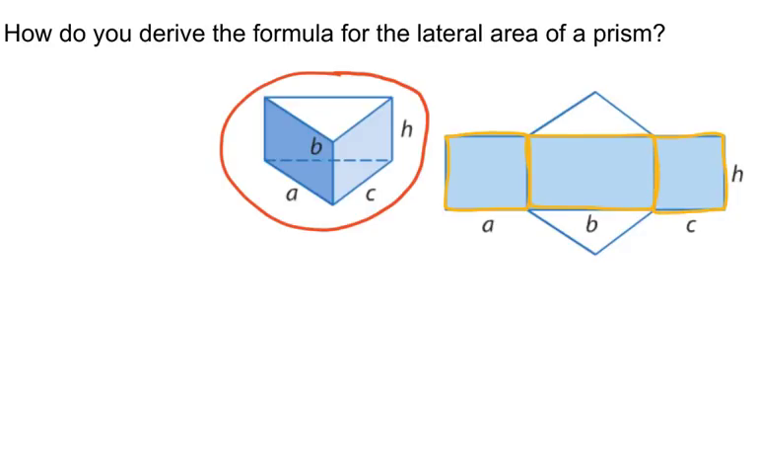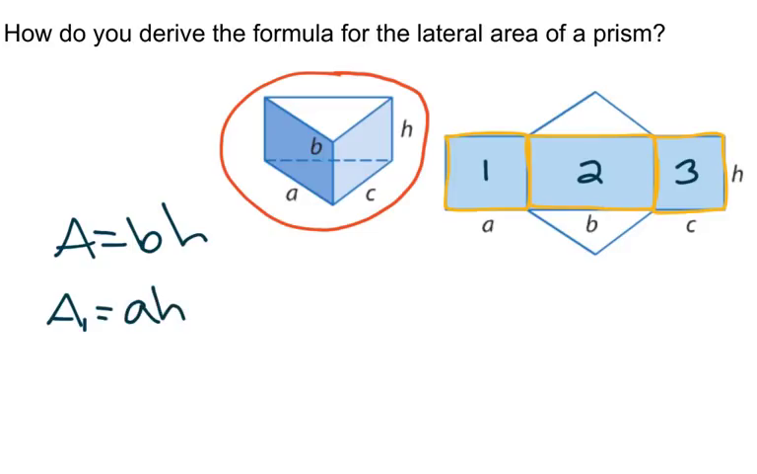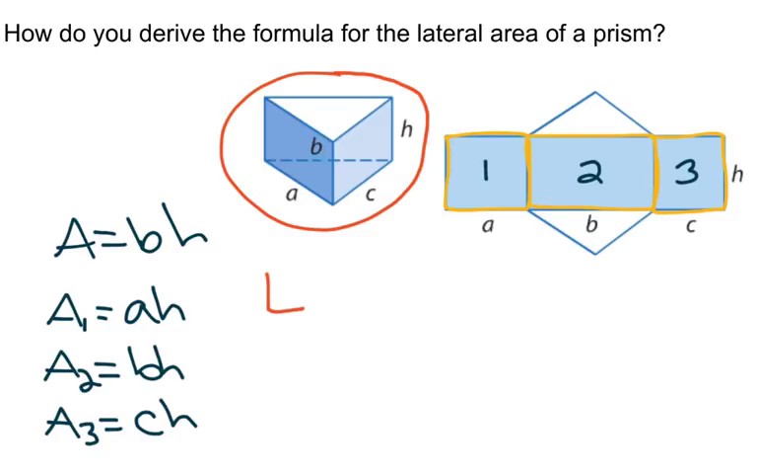Now, if we wanted to find the area of those three rectangles, remember that the area of a rectangle is base times height. So in this case, we'll call this rectangle 1, rectangle 2, rectangle 3. Now notice all of them have the same height, h. They just have different lengths of bases. So the area of the first one is a times h. The area of the second one is b times h. And the area of the third one is c times h. So if we wanted to find the entire lateral area, and we're going to use a capital L for lateral area, we would have ah plus bh plus ch.